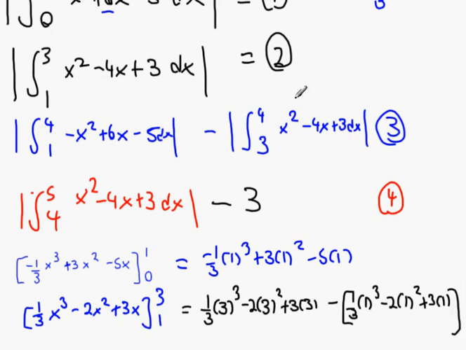Okay, anybody get me the first one? Area 1? 7 over 3, is it?